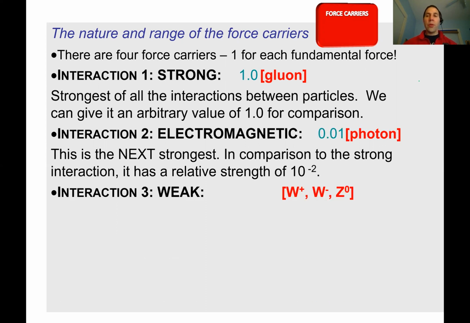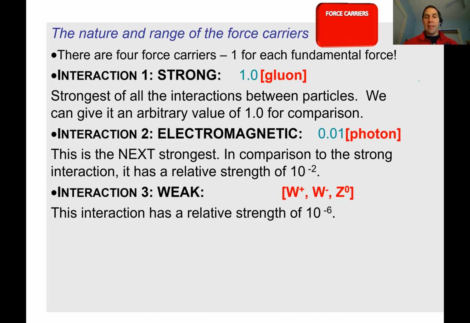Let's keep going. The third fundamental force that physicists have been able to identify with their work so far is something called the weak force. You'll also sometimes hear it called the weak nuclear force. And you can see there are 3 force carriers for that one: the W plus particle, the W minus particle, and the Z neutral particle, okay? And this interaction has a relative strength of 1/1,000,000th of the strong force, 10 to the negative 6.